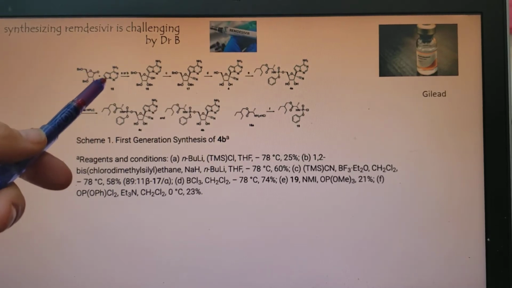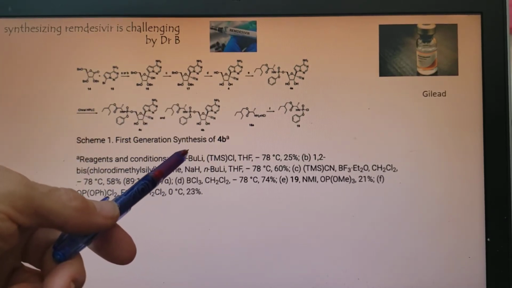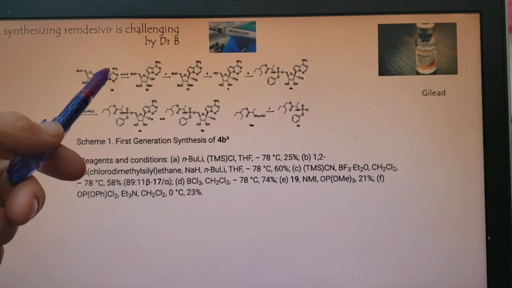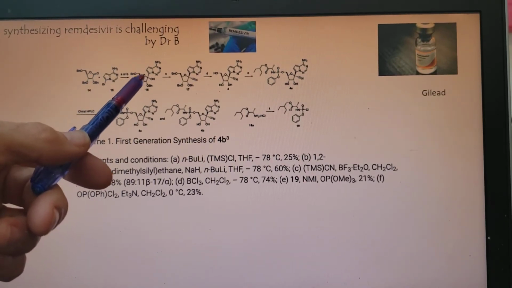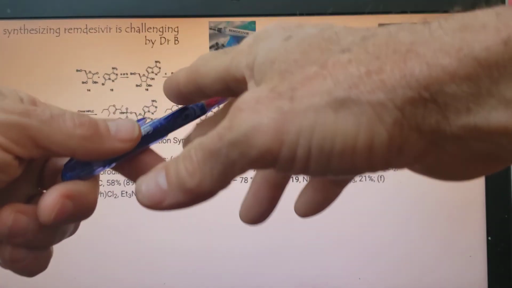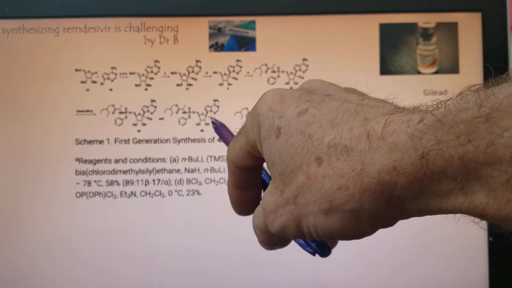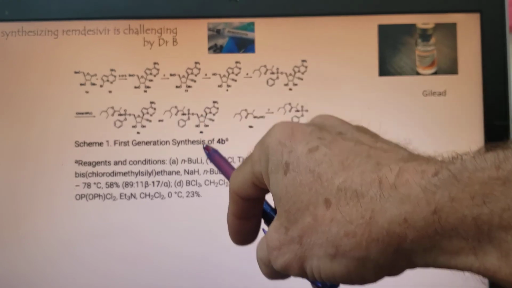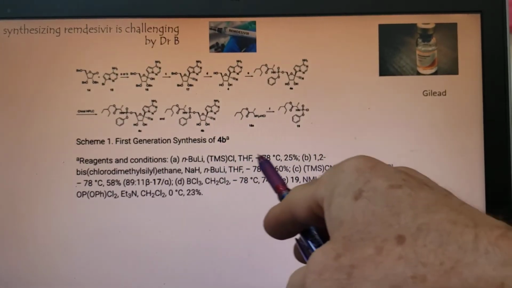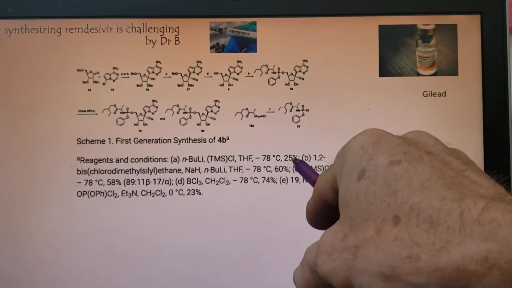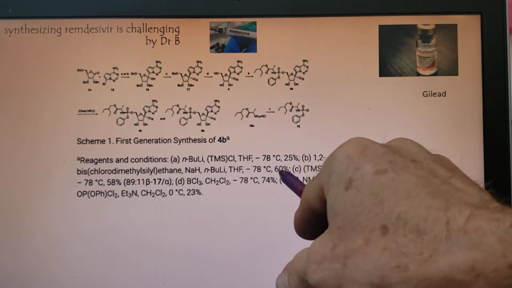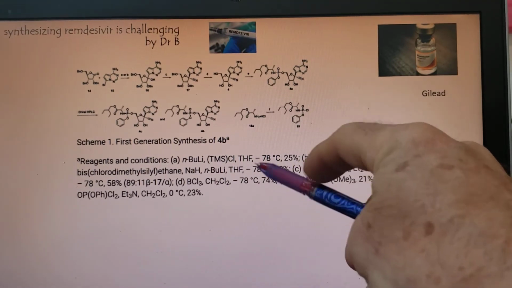Combining with this thing in the presence of N-butyl lithium to remove an acidic hydrogen, you end up with this substance here, and then you go through about 4 additional steps to end up with your product, Remdesivir, which is 4B. The yields for some of these steps are very low, 25% there, 60% there, 21% there.